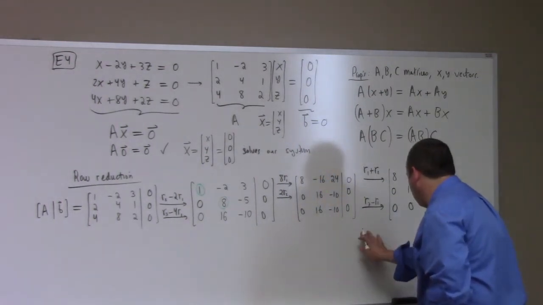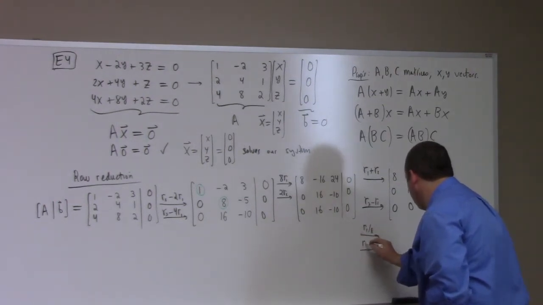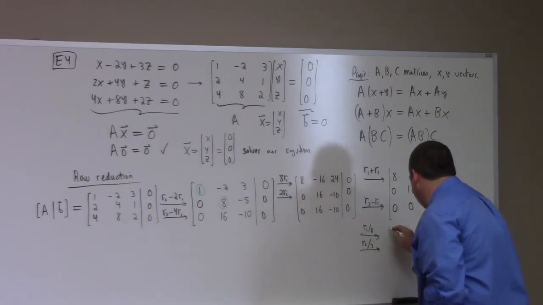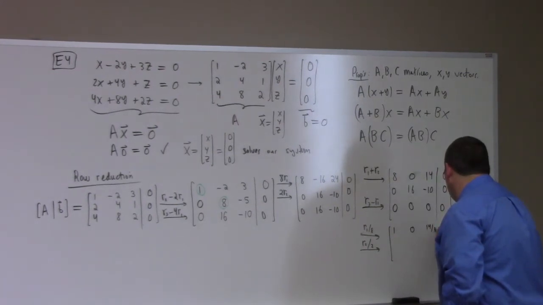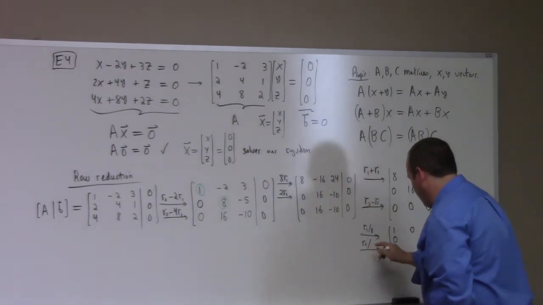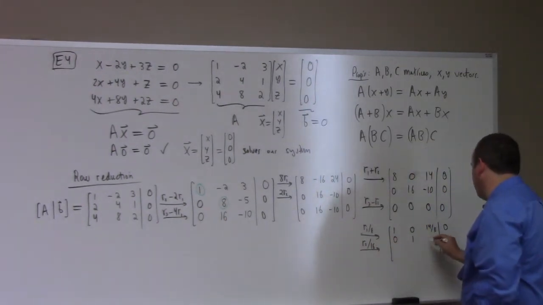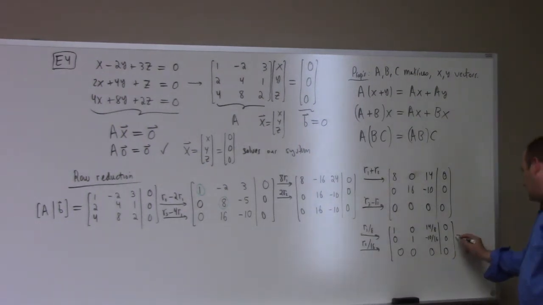Finishing blow, so to speak. Row 1 divided by 8, and row 2 divided by 16. Did I say 2? I meant 16. Sorry. Eventually I'll get with it. So I get 1, 0, 14 over 8, 0, 0. 1, minus 10 over 16, 0. All right, so this is what's called the RREF, reduced row echelon form of A with 0 slapped on the end of it. Well, fine, I'll put a B back.